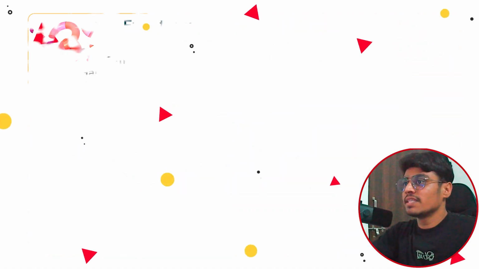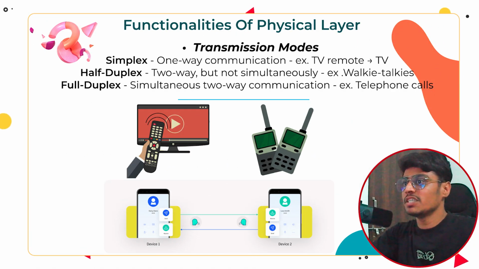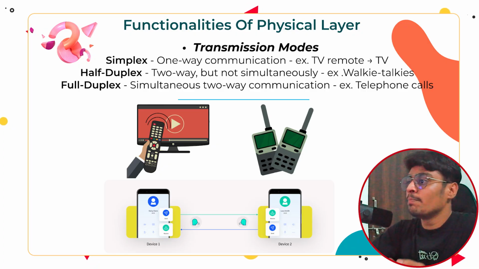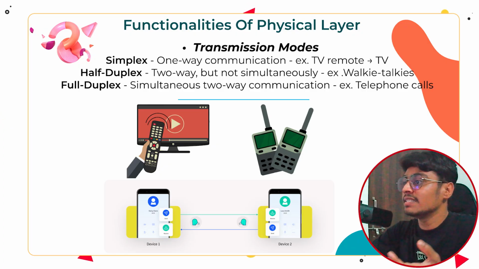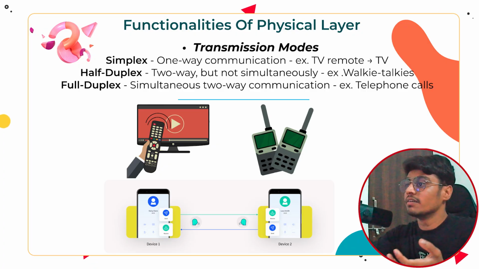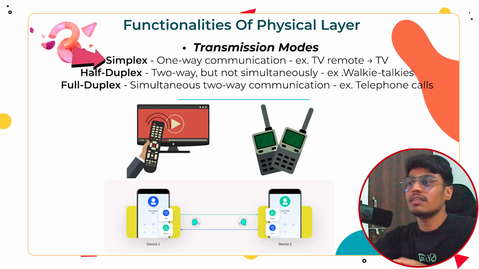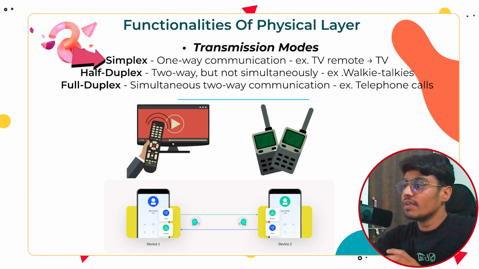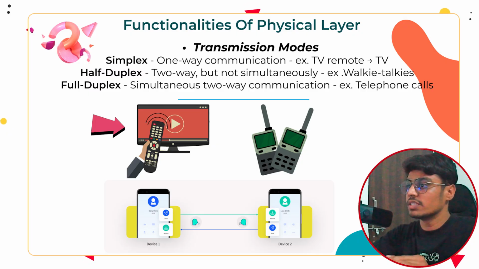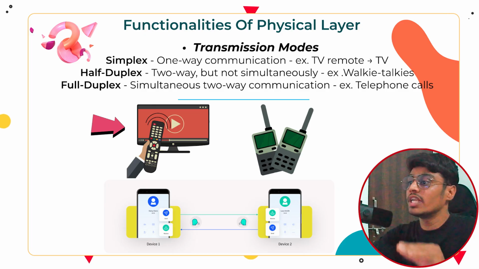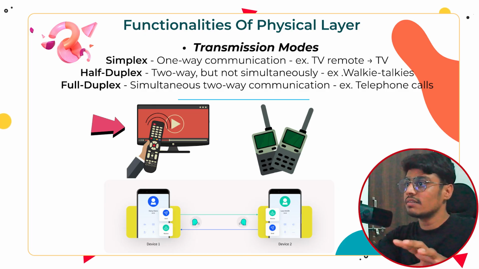Now moving forward, the functionality of transmission modes. In transmission modes we have simplex, half duplex and full duplex. In simplex transmission, one party can send a message to the second, but the second can never send a message to the first. Simplex is one-way communication. For example, a TV: we send a signal from the remote to the TV, but the TV can't send the signal back to the remote. This is simplex transmission mode.